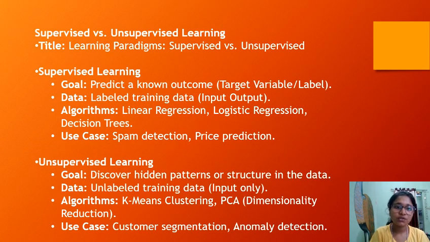So the first question of the third assignment is supervised versus unsupervised learning. The title is Learning Paradigms, Supervised versus Unsupervised. Supervised learning. Goal: predict a known outcome, target variable or label. Data: labeled training data, input and output. Algorithms: linear regression, logistic regression, decision trees. Use case: spam detection, price prediction.